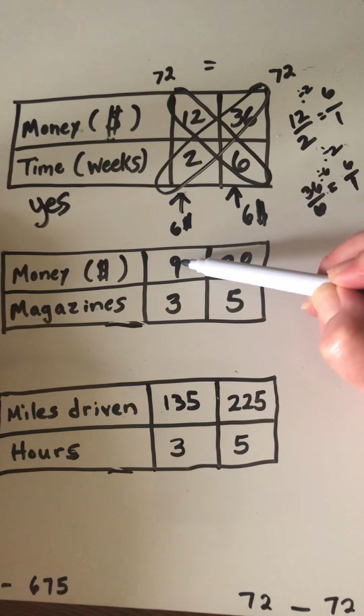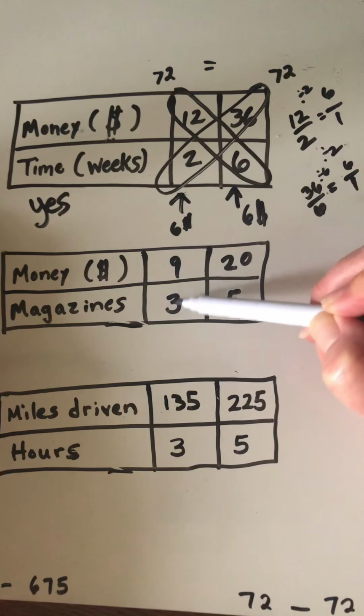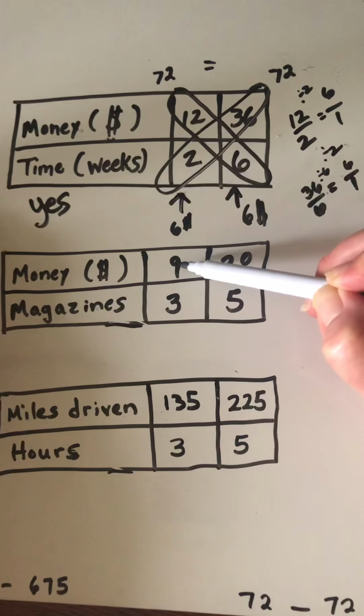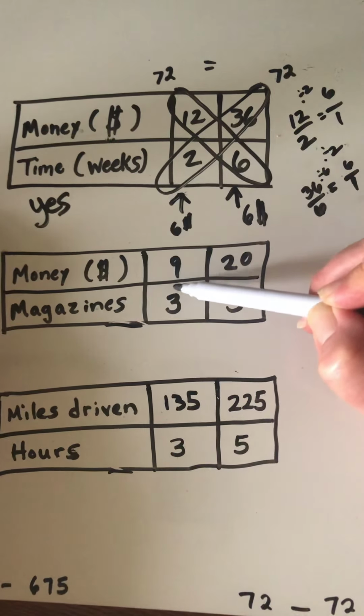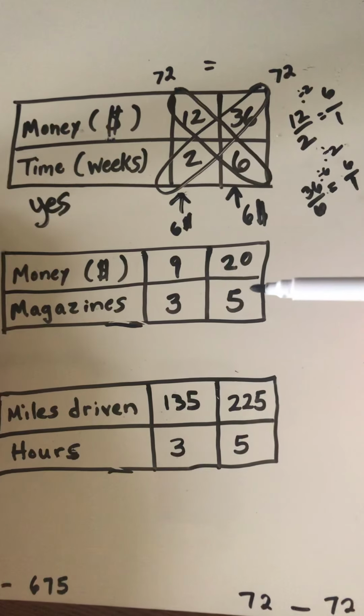I could do the same here. How did I get from 9 to 3? Well, I divided by 3. So the amount of money you make, divide by 3, that's the amount of magazines that you sold.